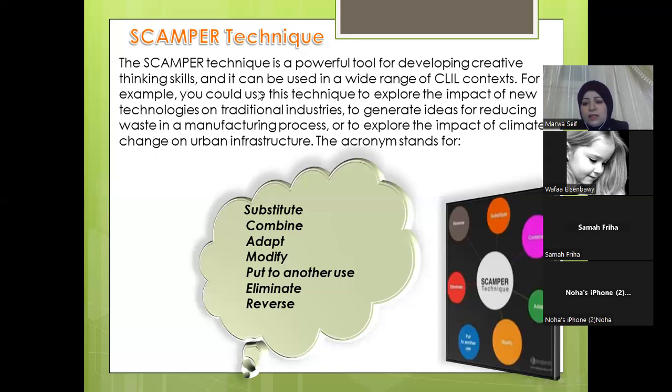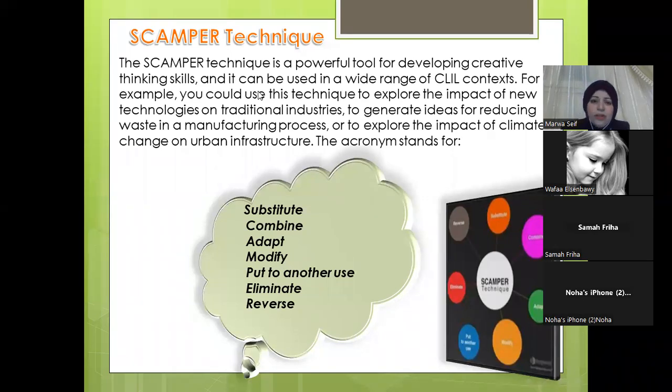Of course, this needs some clarification on how to use the technique in a CLIL lesson. By the way, the SCAMPER technique is just a powerful tool for promoting critical thinking skills in CLIL lessons, and in any lesson, by the way. I'll give you some examples. You could use this technique to explore, for example, the impact of new technologies on traditional industries, or to generate ideas for reducing waste in a manufacturing process, or even to explore the impact of climate change on urban infrastructure.